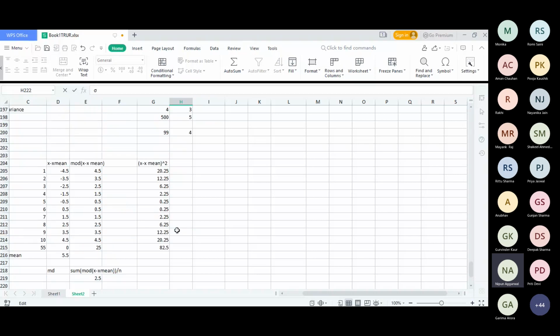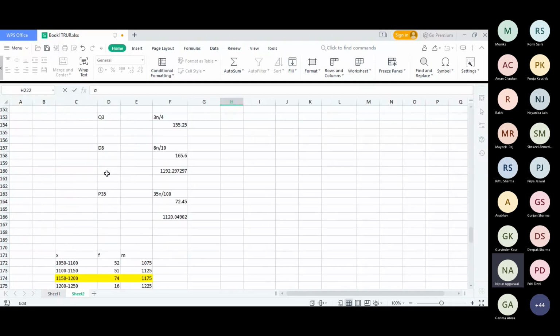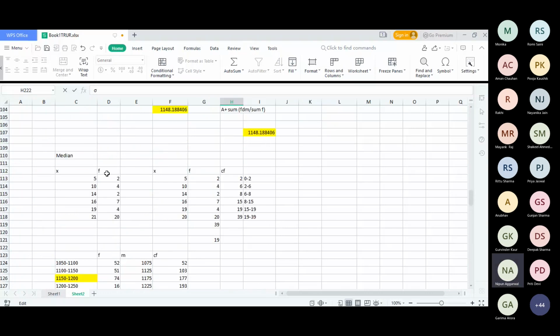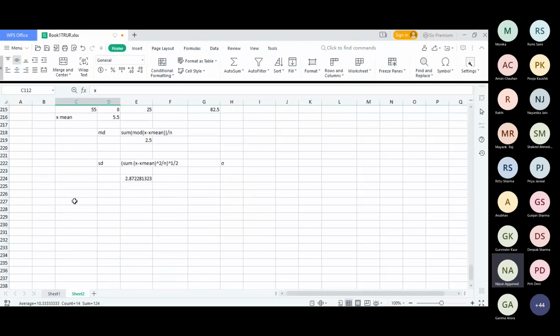Now, we want to calculate the same thing for grouped discrete data. So let's check out the grouped discrete data. Suppose this is your grouped discrete data. Now we want to calculate the measures of dispersion for it. Let's suppose this will be the data x and f, and we want to calculate the mean deviation, standard deviation, range, and variance for this type of data.